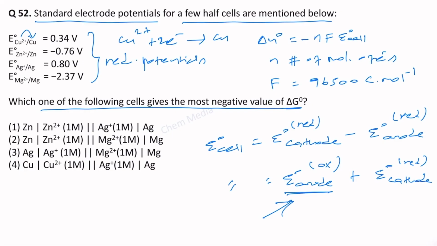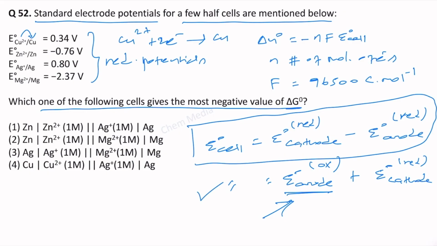So, when we use oxidation potentials, we have to change the sign of the reduction potential, which I don't want to do. Therefore, I prefer to use this formula. If you are using this formula, make sure that you are changing the sign appropriately. Otherwise, you will get the wrong answer.